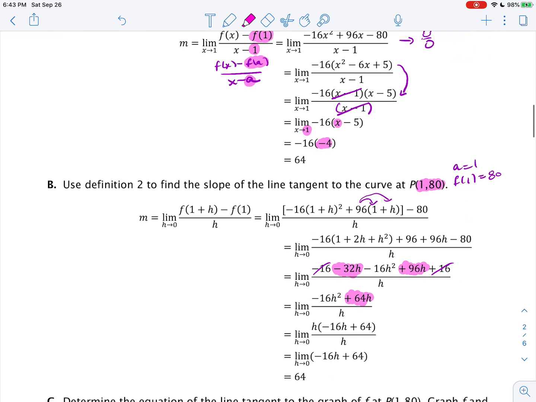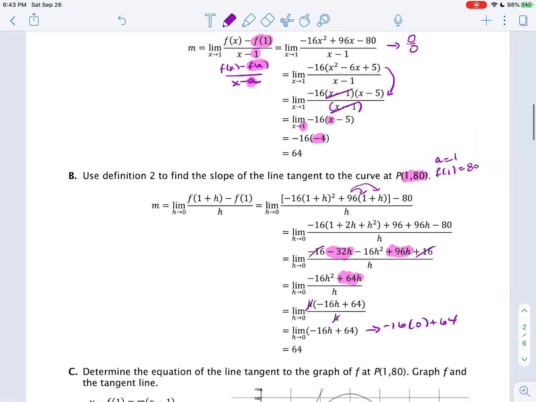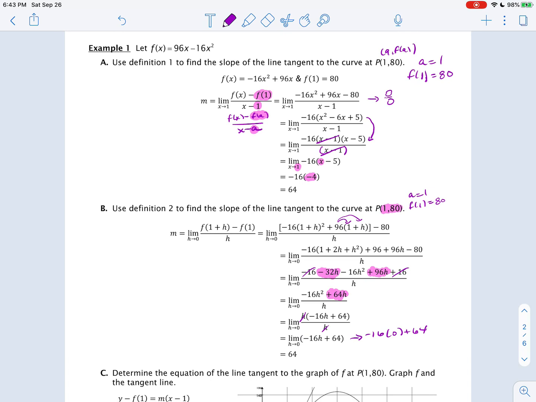We then want to factor out our h, and factoring out our h, we are able to cancel h, and now we have the limit as h goes to 0 of negative 16h plus 64, which is minus 16 times 0 plus 64, and that gives us 64. So you see the second example is a bit more complex to calculate. It's a little bit easier to calculate using the first definition of the derivative, but the first definition of the derivative is only going to give you one slope. Okay, so we want to use the a plus h, and with an arbitrary a we can get somewhere.